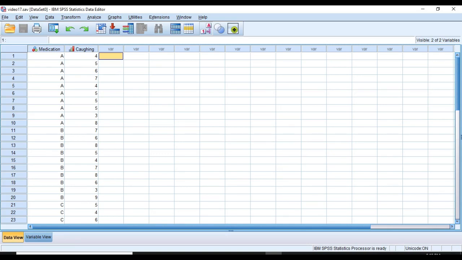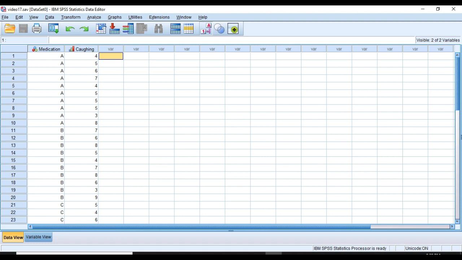Hi everyone, in this video we're going to talk about a non-parametric alternative to one-way ANOVA, which is called the Kruskal-Wallis test. It is a rank-based non-parametric test which is used to determine if there are statistically significant differences between two or more groups of an independent variable on a continuous or ordinal dependent variable. And your data obviously are not normally distributed.